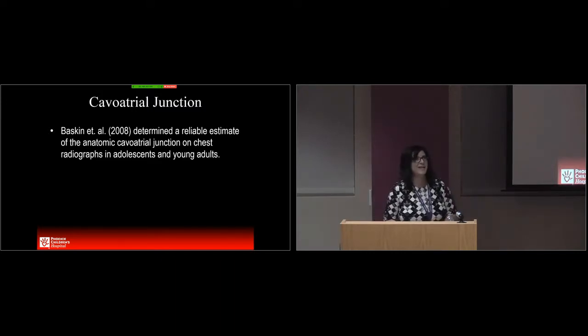So we are under the understanding in general that the ideal tip position is at the caval atrial junction. So the question is, where is the caval atrial junction? Baskin et al. did a study in 2008, a retrospective review of chest CTs to identify the true caval atrial junction based on embryology and then applying that to the anatomy. And this included young adults and adolescents.